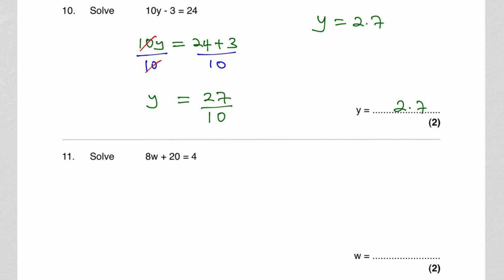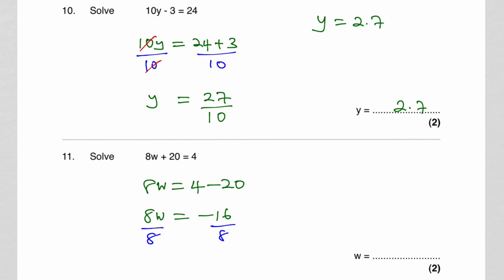Question 11. 8w plus 20 equals 4. I need to move plus 20 to the right. That will become minus 20. So I get 8w equals 4 minus 20. 8w equals minus 16. Now I need to divide both sides by 8.